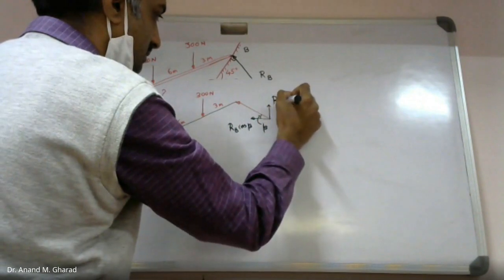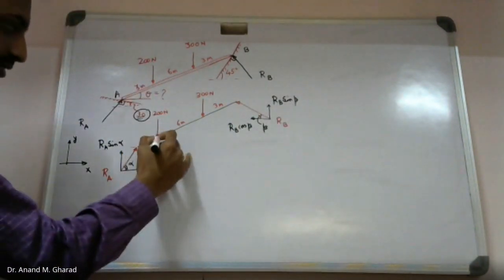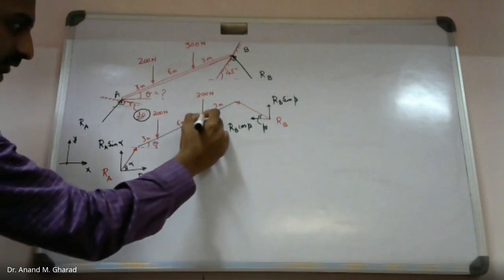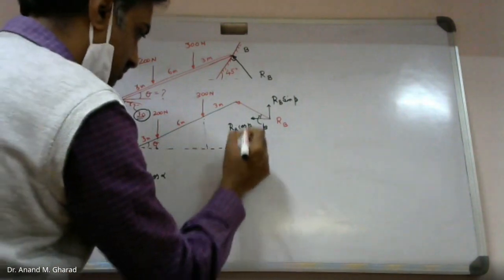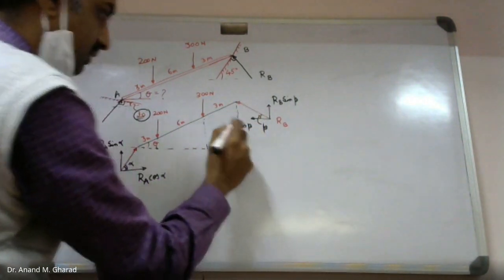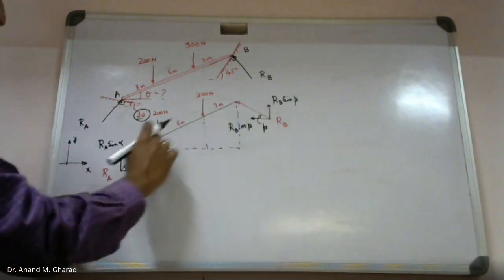RB sin beta, right? You know the distances. So if you have a curve, what you are going to get is like this. There are 3 unknowns. From the equation, it is confirmed that there are 3 unknowns, that is RA, RB, and theta.